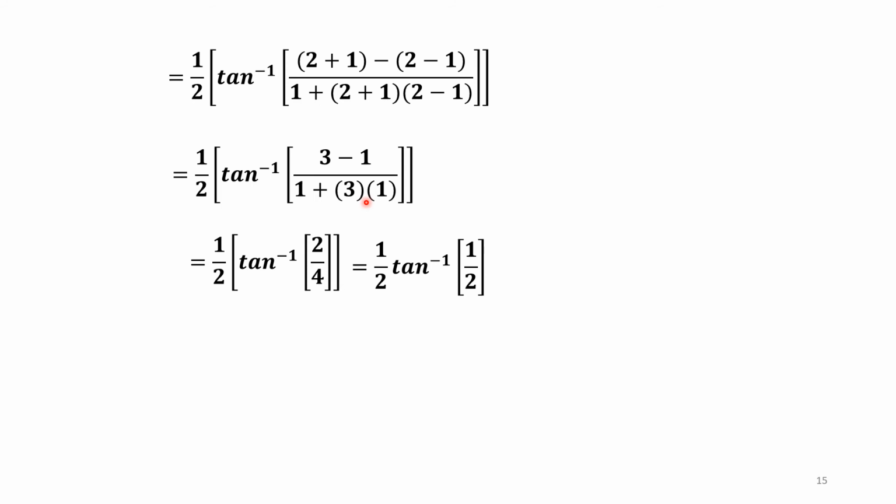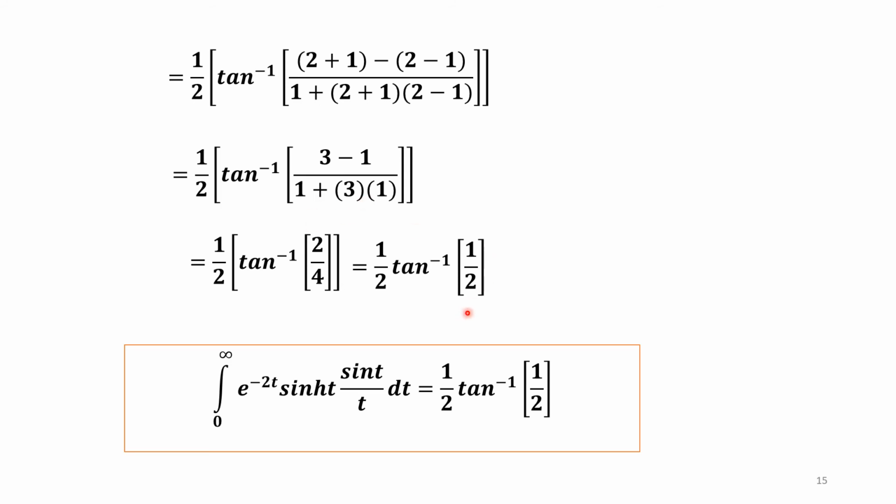Okay, so we have put s is equal to 2 after using the formula for tan inverse of a minus tan inverse of b. So the value of this integral is equal to half tan inverse of 1 by 2. So first step is converting this integral to Laplace transform. Make use of the properties of Laplace transform and put s is equal to the required number to get the final answer of this integral.